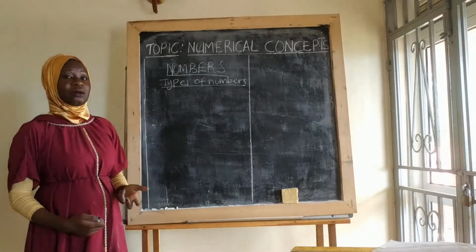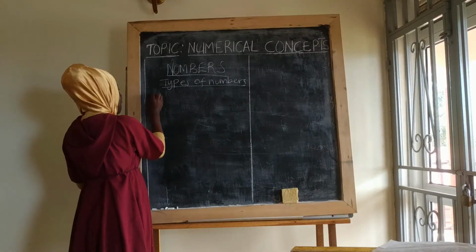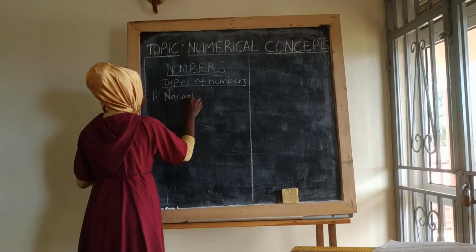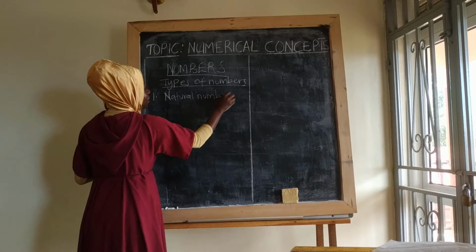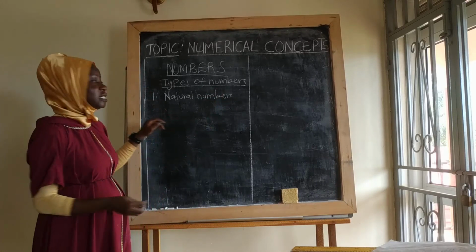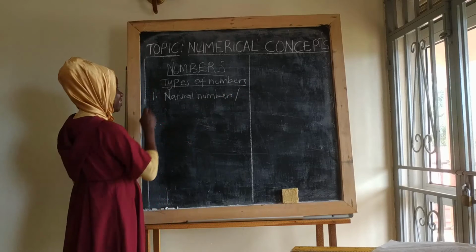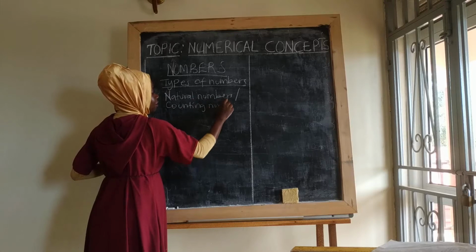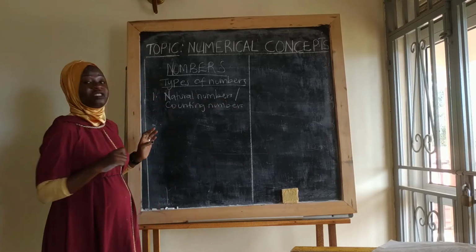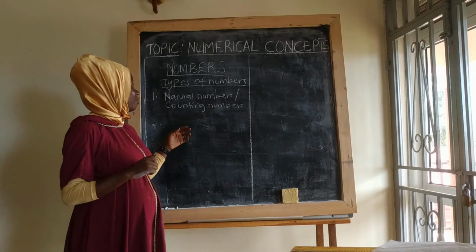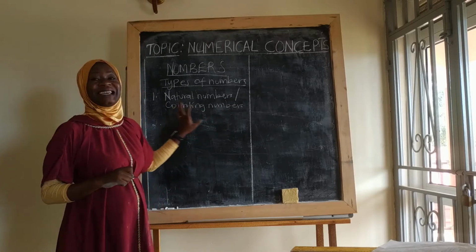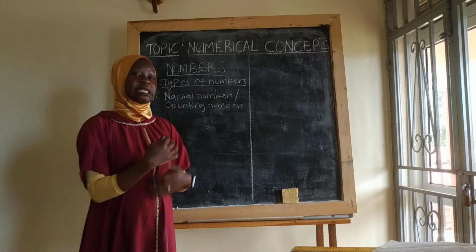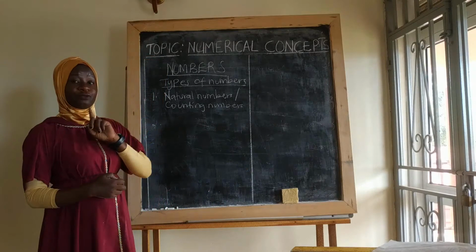So for the start, we have types of numbers, and my first type is called natural numbers. And the natural numbers are also counting numbers. So it has two names, natural numbers as well as counting numbers. Like I have said, we use numbers in counting. And in our counting system, it's a 10-digit system. We call it counting numbers because they are the ones that we use in counting. So the counting numbers start from 1.